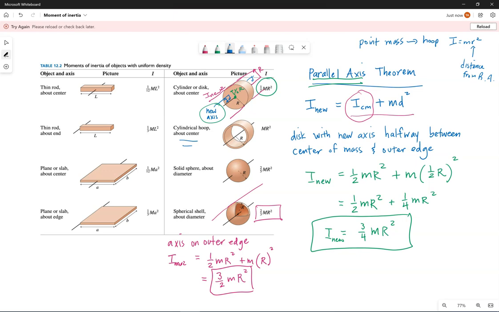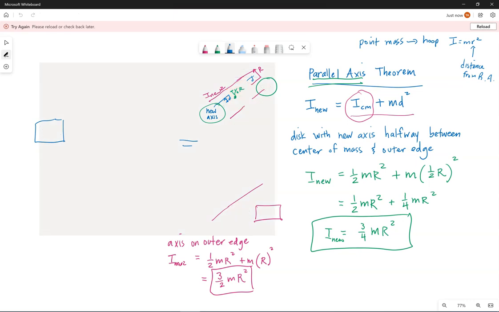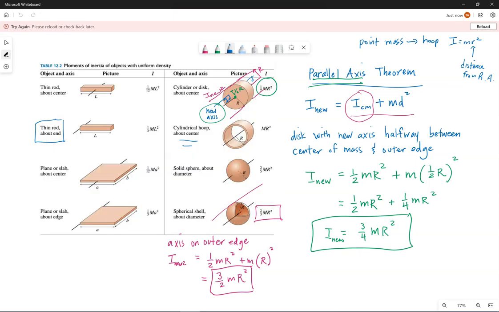Now, one last thing, this thin rod about the end is actually the solution to the parallel axis theorem. If we didn't have the thin rod about its end, we just had the thin rod about its center, and we wanted to find it around its end, I'm only showing you this to show the practice in the parallel axis theorem. I mean, we can obviously grab the equation right here because it's in the table.